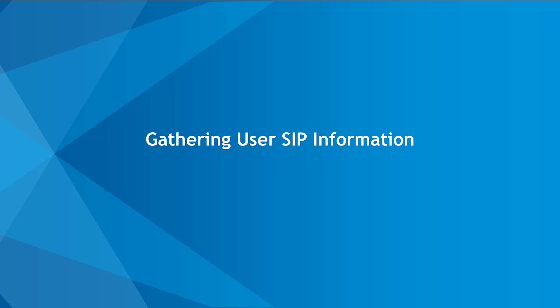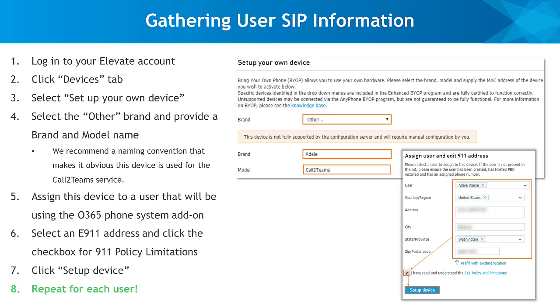Now, we'll walk you through how to compile SIP information for your users. Log into your Elevate account and navigate to the Devices tab. Even if your users have an existing device, you'll need to create a new one for them to use this integration. So select Set Up Your Own Device and follow the steps you see here on this screen. Now remember, you'll need to repeat these steps for each user.